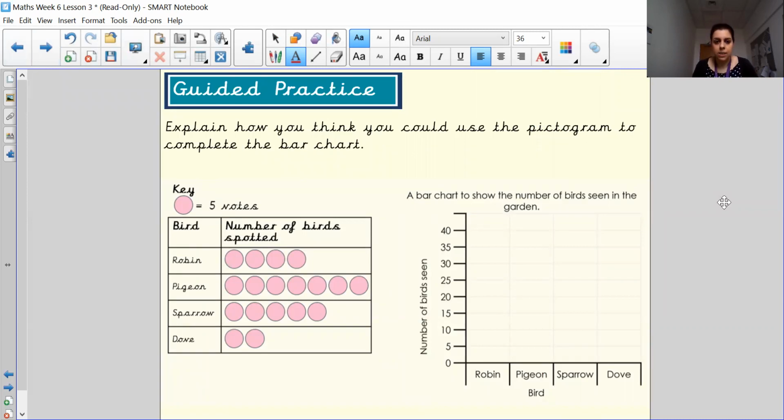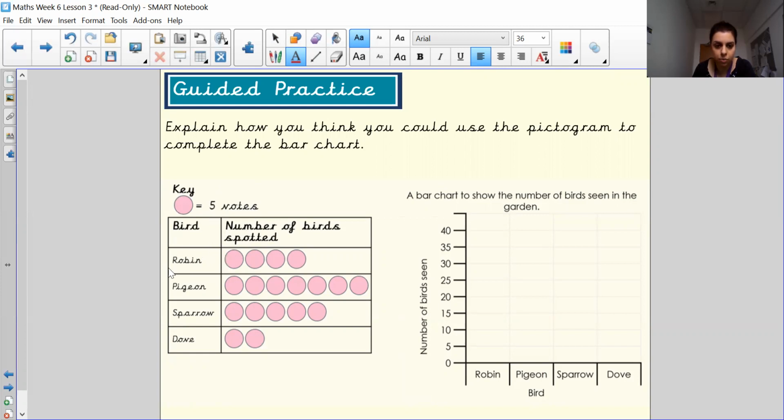So it says here, explain how you think you could use the pictogram to complete the bar chart. So I've got a pictogram here, and my pictogram is a number of birds spotted. So imagine you're sitting in your garden or you're sitting in a park and you can see some birds. And each circle here is represented by 5 votes.